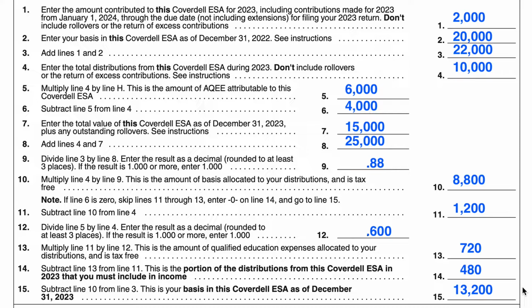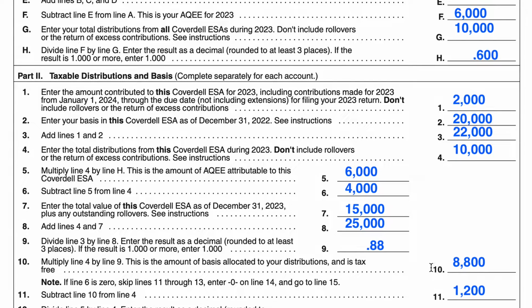As long as you're not taking money out of your Coverdell ESA, you can simply take your last recorded basis and then add any net contributions. Your account balance doesn't matter, like how much it grew. None of that matters when it comes to your basis. Now we're going to add lines 1 and 2, and now counting the 2023 contribution, the total amount of basis is $22,000.